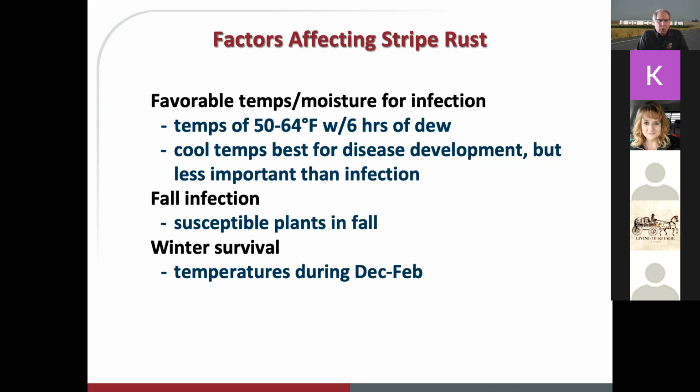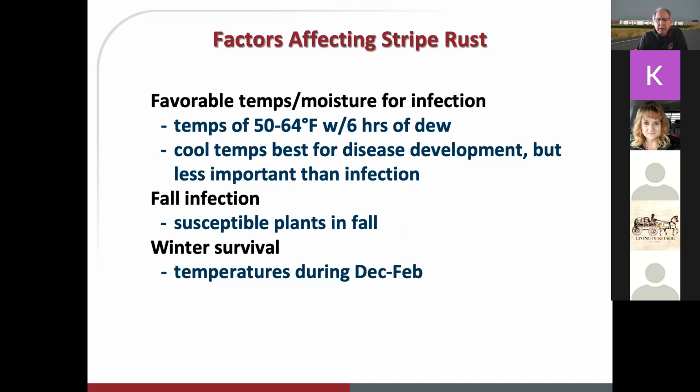Winter survival is also crucial to the development of stripe rust, especially temperatures during December, January, and February. When temperatures are in the single digits and below, especially when we have no snow cover, that is going to be detrimental to the stripe rust fungus. The wheat plant can survive, but the stripe rust fungus will not survive those lower temperatures. If we have moderate temperatures, or if we have adequate snow cover to protect the plants from those low temperatures, then the stripe rust fungus is going to survive better through the winter and potentially be more damaging in the following spring.